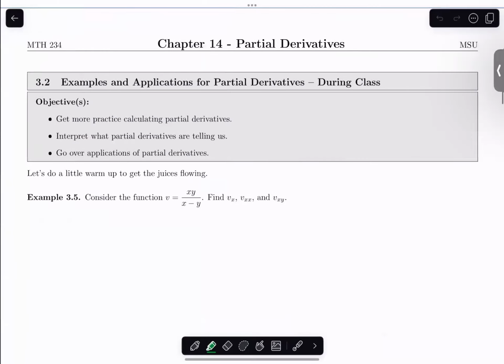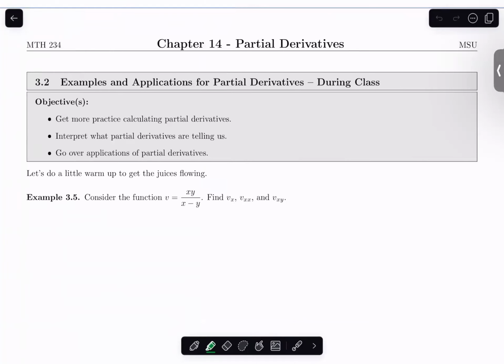Okay, so my goal is to maybe start with getting some more practice taking derivatives here. Before I do that, any questions about that quick overview of the pre-class video, 14.3?